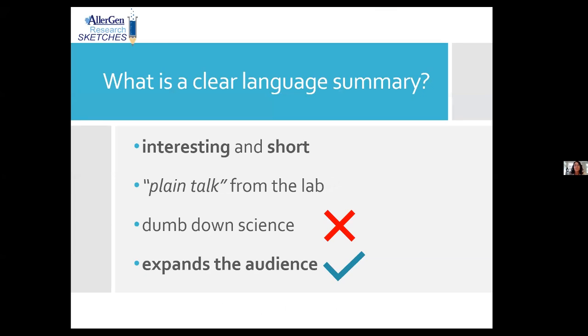So a clear language summary is also called a lay summary, and it tells the story of your research in an interesting way. So think of it as plain talk from the lab. It doesn't dumb down the science, but it expands the audience for your research by making it more accessible.